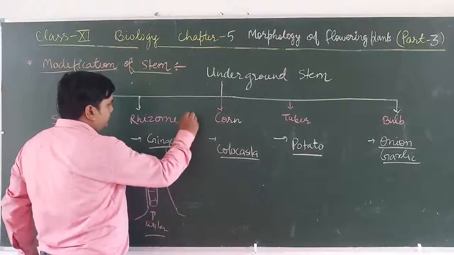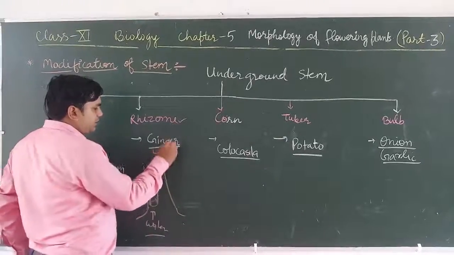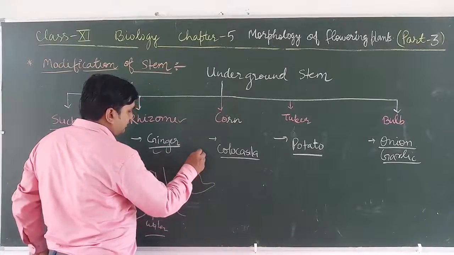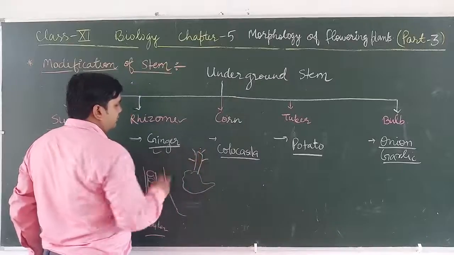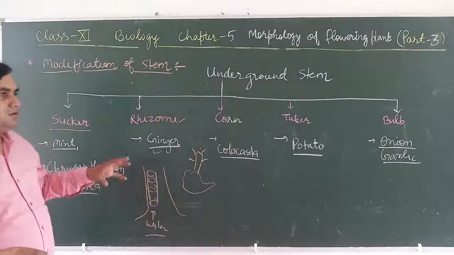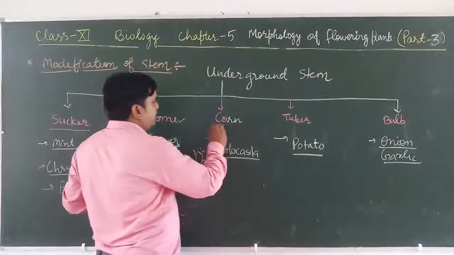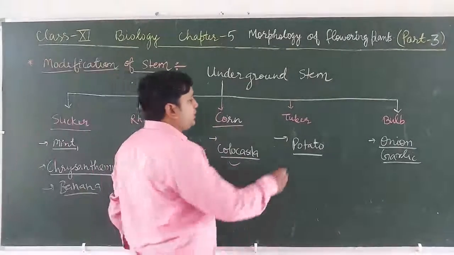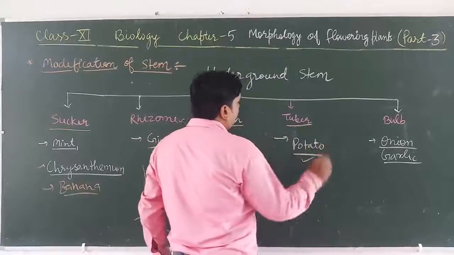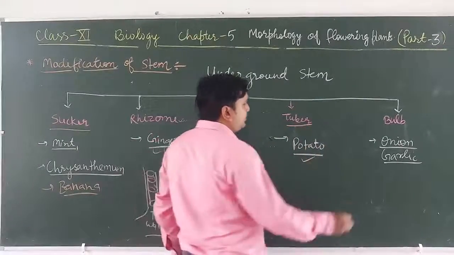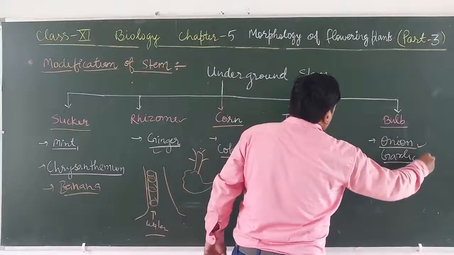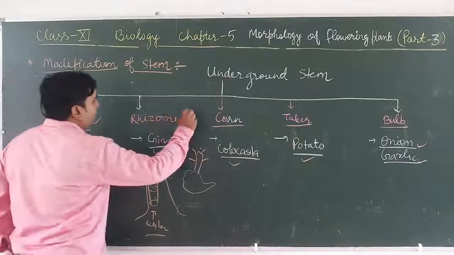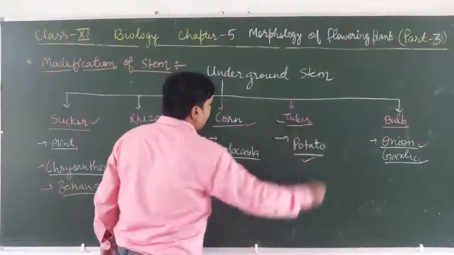Rhizomes are in the underground stem, as in ginger, and help in collecting nutrients. Then corm, a cord-like stem as in colocasia, tubers such as potato, and bulbs as in onion and garlic. These are the modifications of stem: sucker type, rhizome type, corm type, tuber type and bulb.